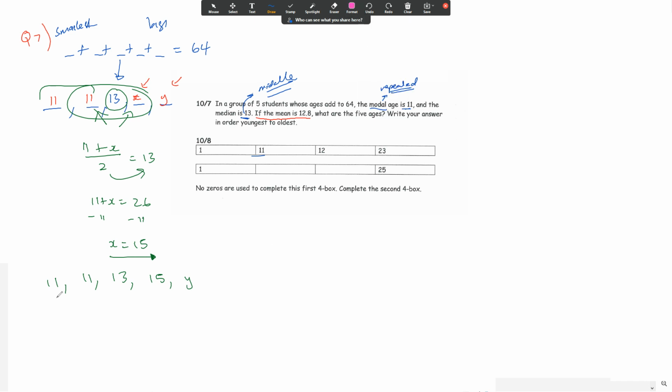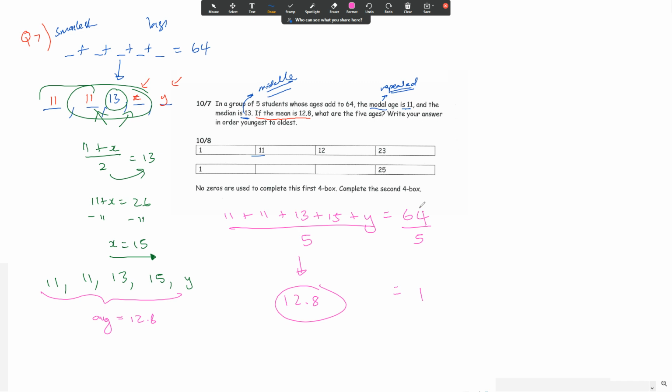Now what we have to do is add these up and find out the average, which is going to be equal to 12.8. And so we take 11 plus 11 plus 13 plus 15 plus y. It's going to be equal to 64, right? If you divide it by 5, because there's 5 numbers, this should come to 12.8. Alright, 5 goes into 6 once, remainder 1 goes into 14 2 times, remainder 4, and it's going to be 12.8, right?